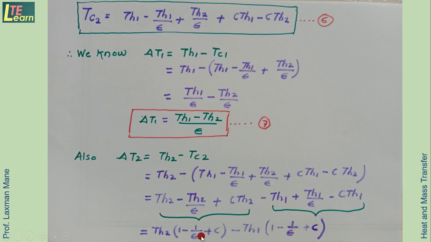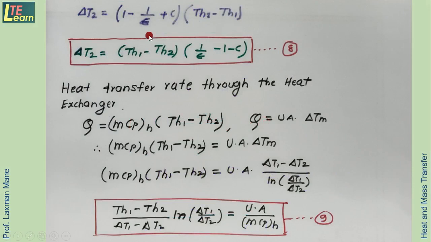Now here we have this bracket and this bracket is same, so we can simplify, means we can write this bracket common in the next step. So we got delta T2 formula, TH1 minus TH2 into 1 upon epsilon minus 1 minus C. Now here what we did, here it was TH2 minus TH1 and we have written TH1 minus TH2, means we have changed all the signs inside.